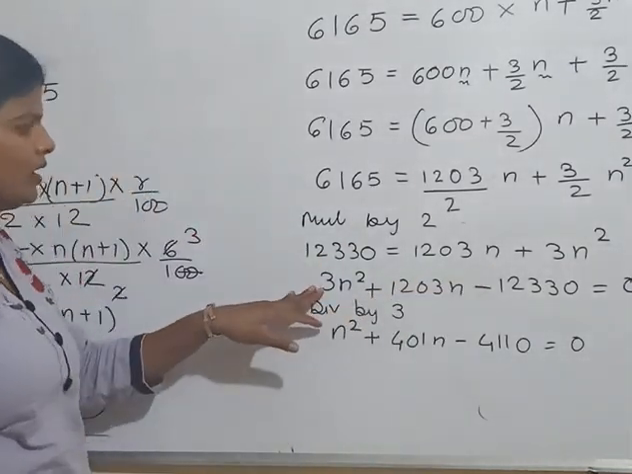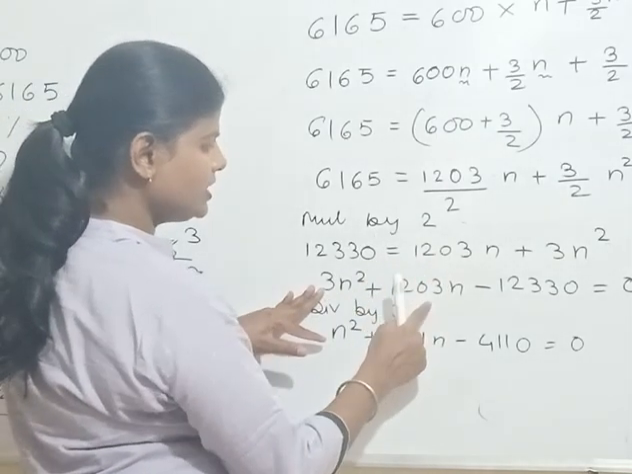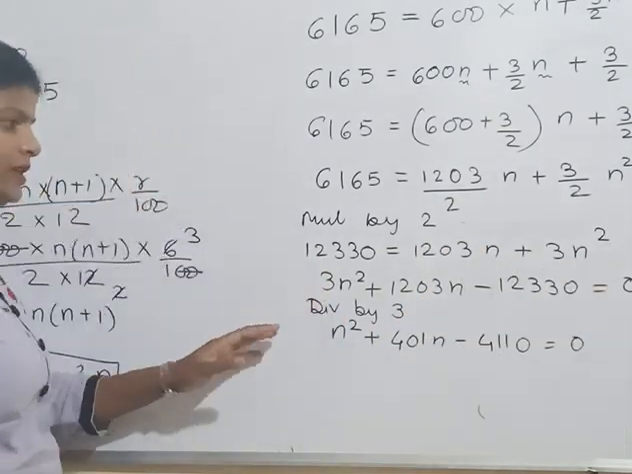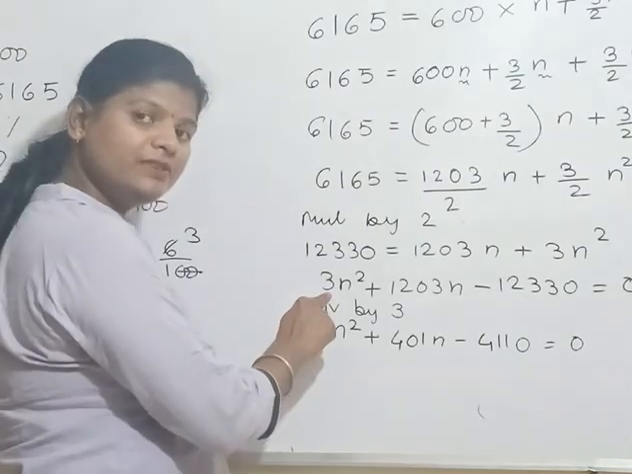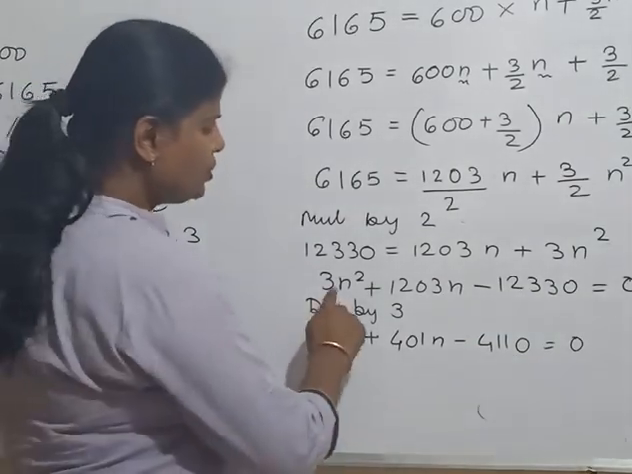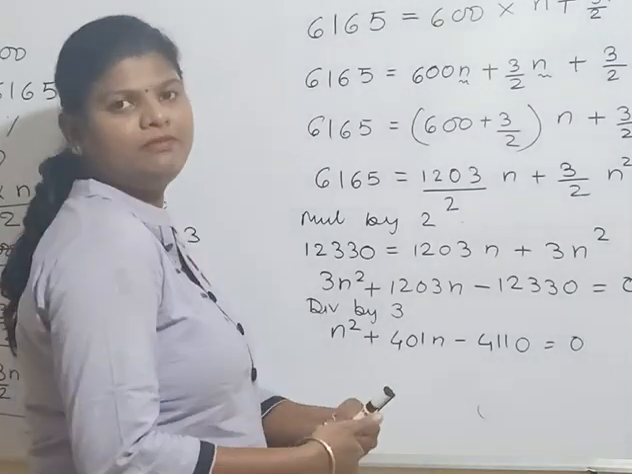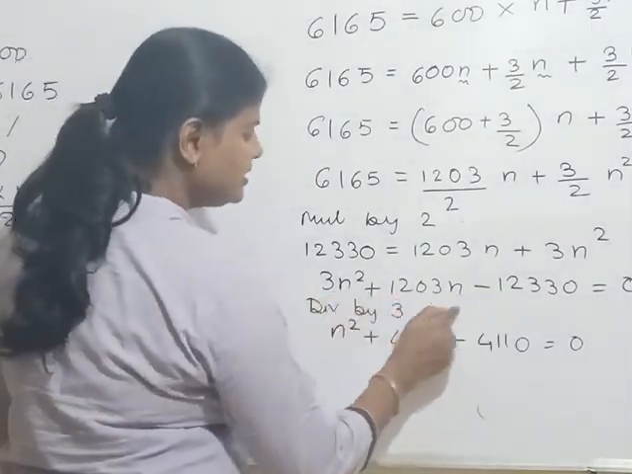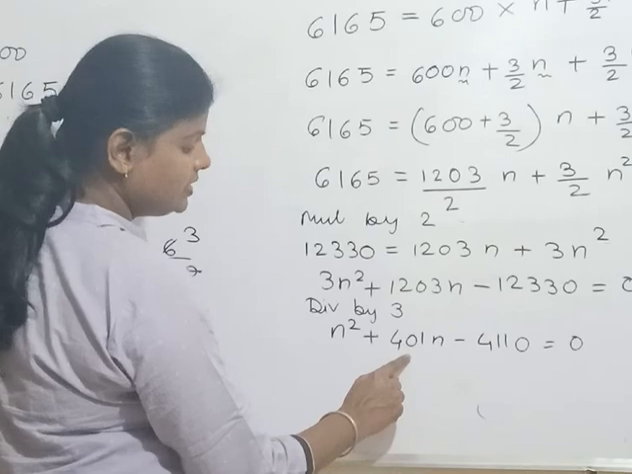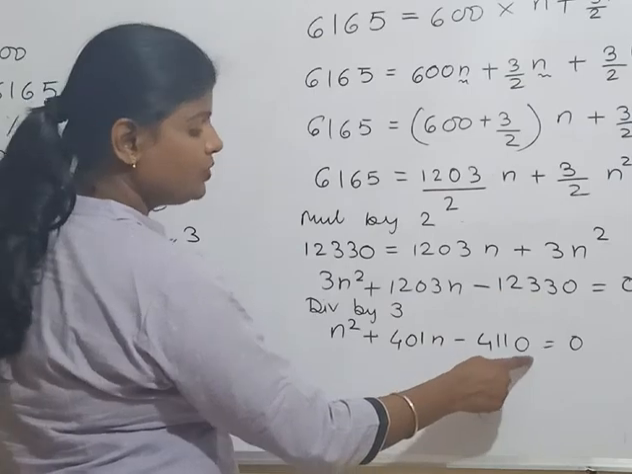Now this 3n square I bring here. Here this is plus, so 1203n plus 3n square, and shifted to the other side, so minus 12330. This is the equation. Now you see, all these three terms are divisible by 3. So just to simplify it, I am dividing all these three terms by 3. So n square, and 1203 divided by 3 gives me 401, and 12330 divided by 3 gives me 4110.